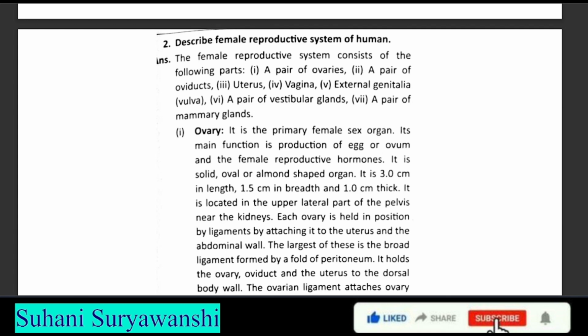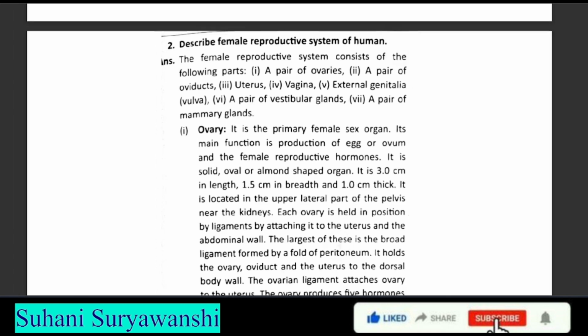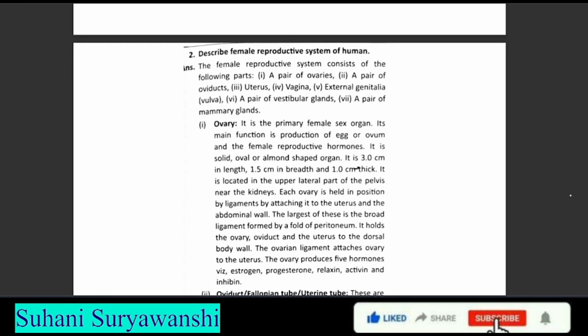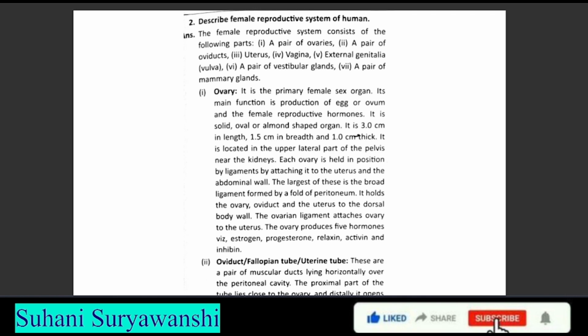So the answers are too long. If you want, you can cut them short. The measurements in centimeters are not that much required. If you can remember them, you can include them, but if you can't remember, or if you think that the answer is too long, then you can skip this part. You just have to write the part, its location and its function. The measurements and all those things are not required, so accordingly you can prepare your own answers.